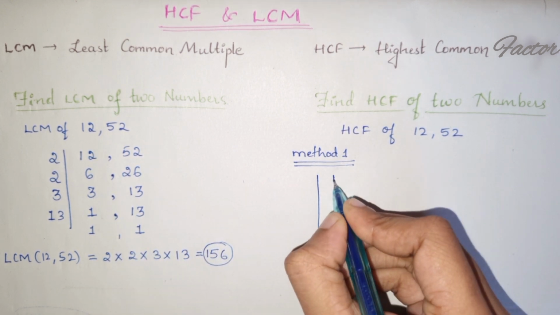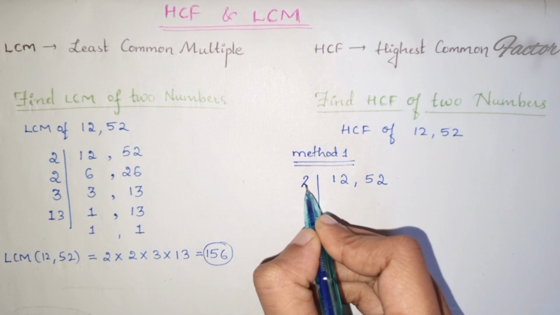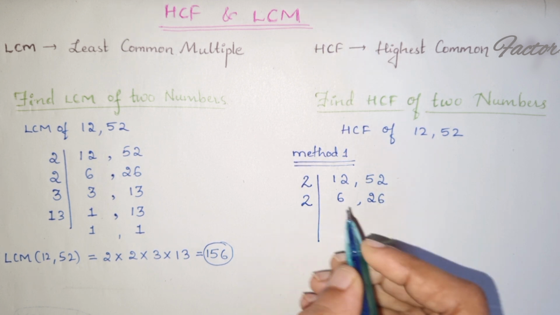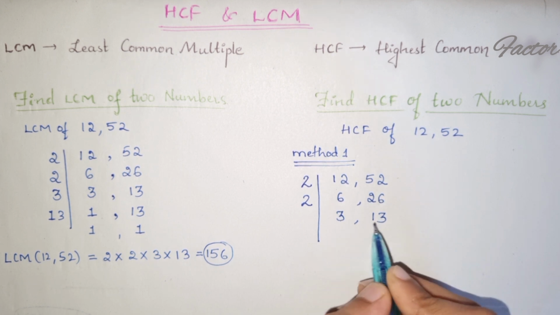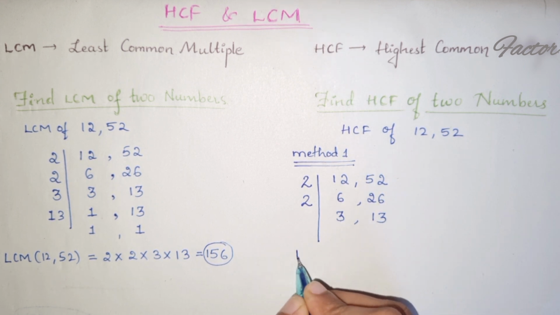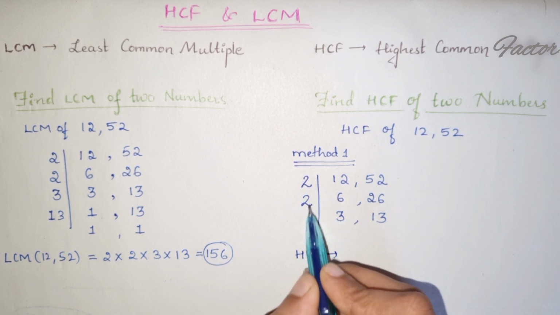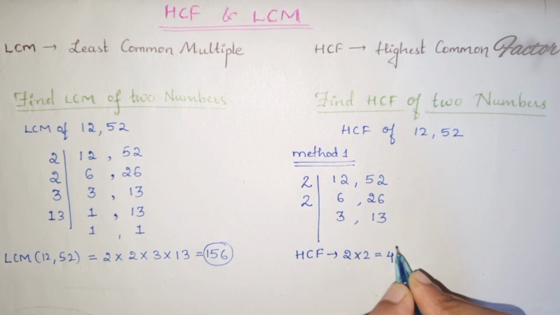We need to take the prime factorization of 12 and 52. Again we'll start from the least prime number, that is 2: 2 6s are 12, 2 26s are 52. Again 2 3s and 2 13s. Now here 3 and 13 both cannot be factorized further using the same number. Thus we need to end our steps here because we want only the highest common factor. So we only need to take 2 and 2, that is 2 into 2 is equal to 4. So this is our highest common factor.